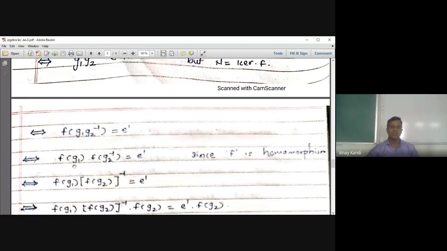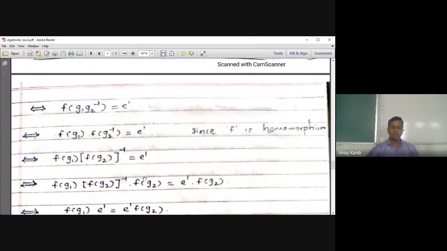It means f(G1)·f(G2 inverse) is equal to e dash, where this e dash belongs to G dash, which is the identity of G dash. Okay, so f(G1)·f(G2 inverse). पुन्हा हे सगळे बेसिक कन्सेप्ट आहेत बघ, काही थर्ड इयरला झालेले आहेत, तुम्ही प्रूव्ह केलेलं आहे. f(G2 inverse) is equal to f(G2) whole inverse. Okay, whole inverse असतो, माहिती आहे ना?